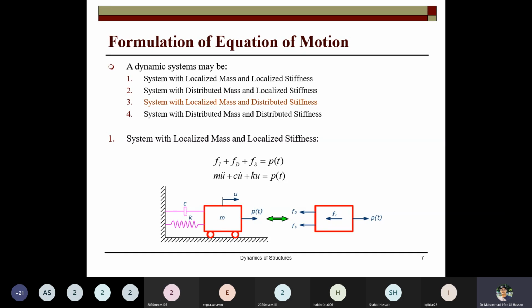a dynamic system may be a system with localized mass and localized stiffness, a system with distributed mass and localized stiffness, a system with localized mass and distributed stiffness, and a system with distributed mass and distributed stiffness. These are the different systems which can represent the dynamics.